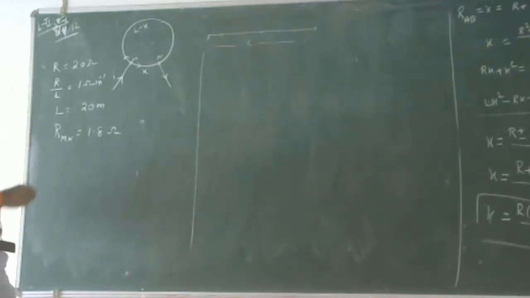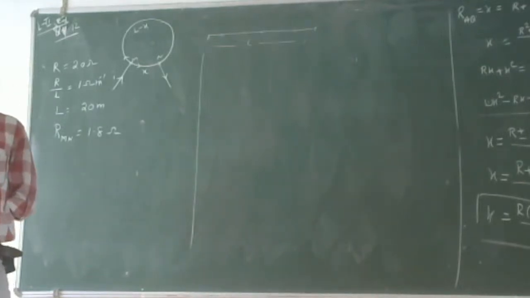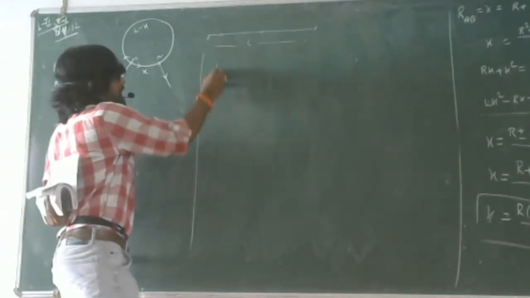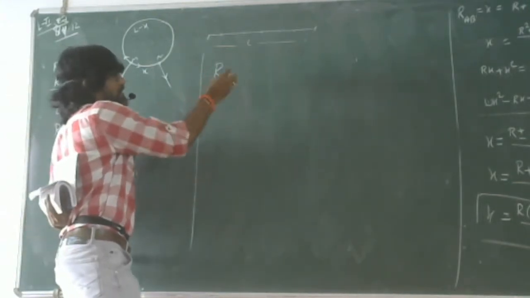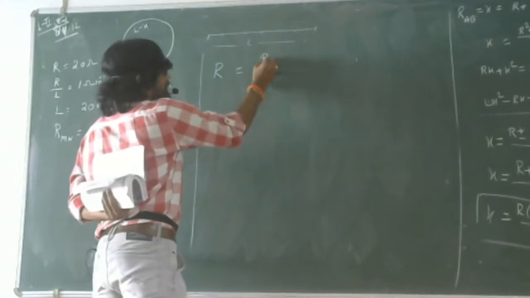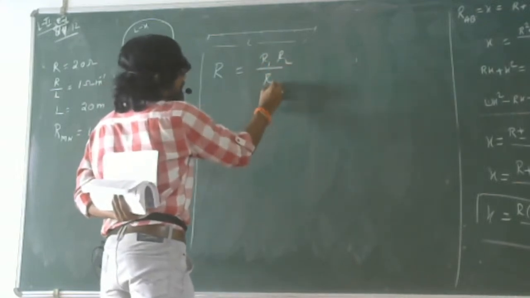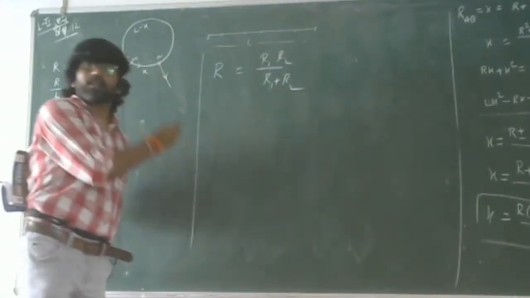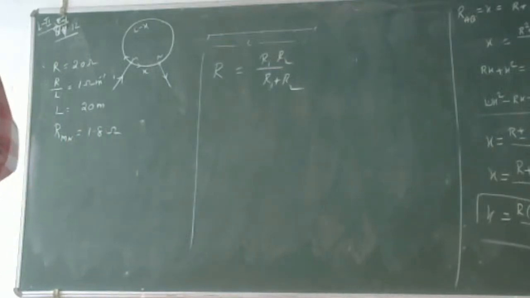L is given as 20 meters. How can you find it then? When two resistors are in parallel, the equivalent resistance is R1 R2 by R1 plus R2. Can you find this out? Let's try it yourself. Take a minute and try yourself.